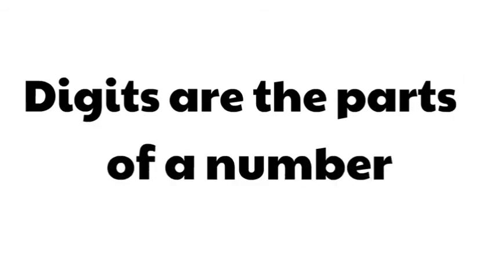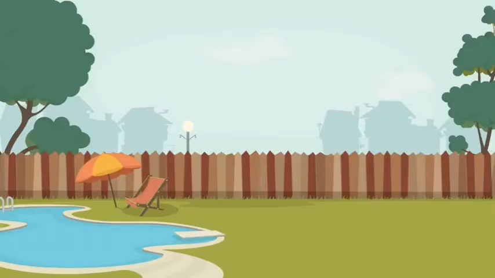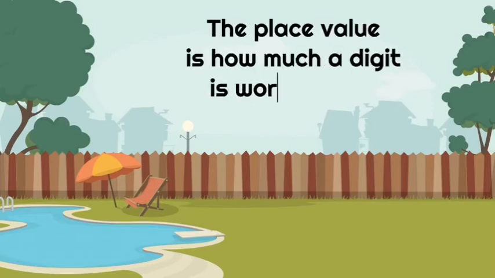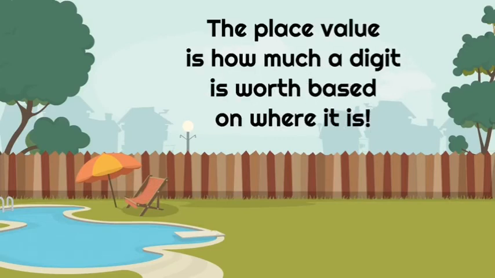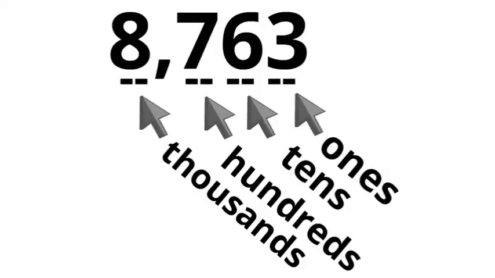Do you understand? So don't forget, we said digits are parts of a number. A number's value depends on where it is found. This is what we have said now: where the number is determines the value or the importance of the number.